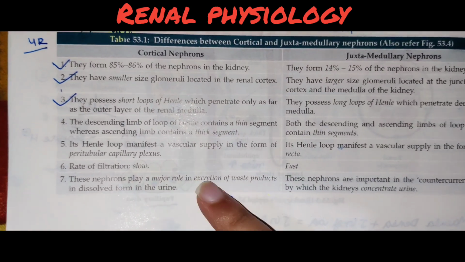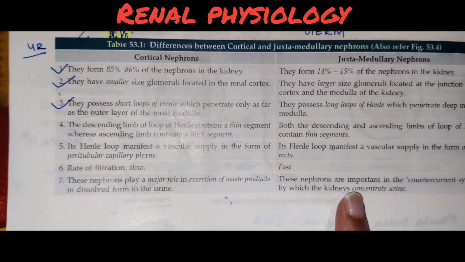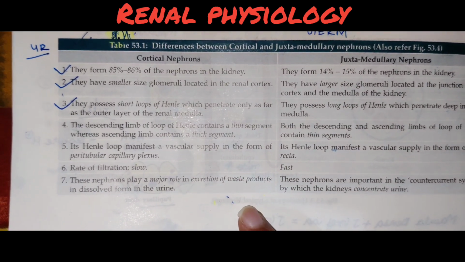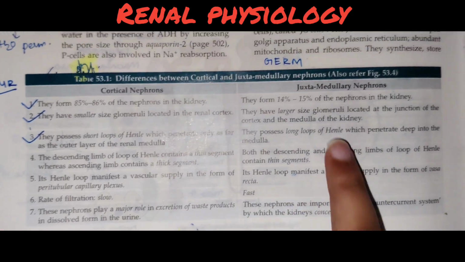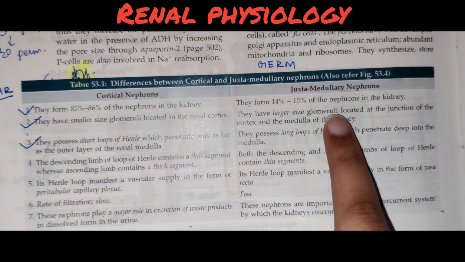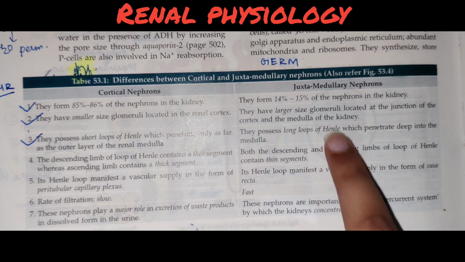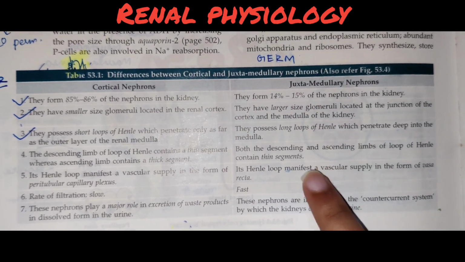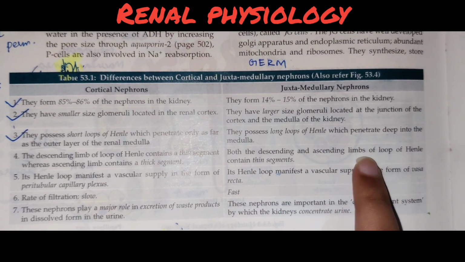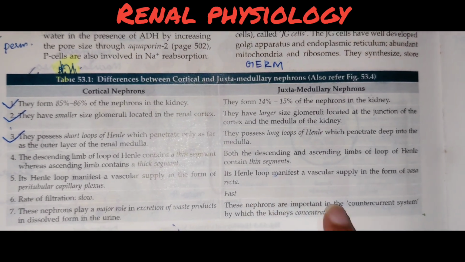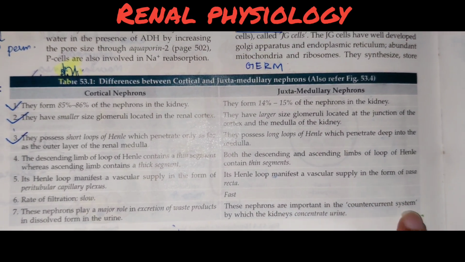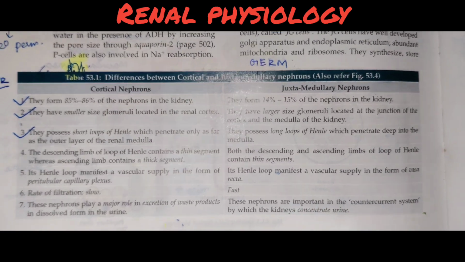Okay, so in the cortical nephron, the rate of filtration is slow, and their main role is secretion of waste product. Whereas juxtamedullary nephrons are less in number, their glomeruli are larger, they have longer loop of Henle, and both descending and ascending limbs have thin segments. Okay, and the rate of filtration is fast, and their main function is the countercurrent system by which the kidneys concentrate urine.